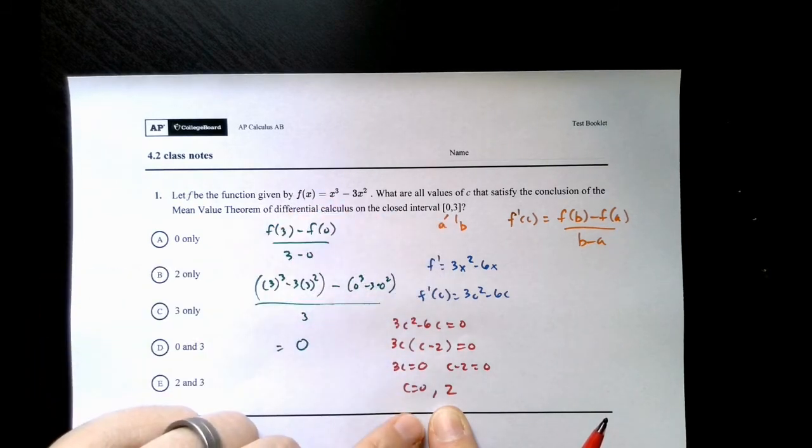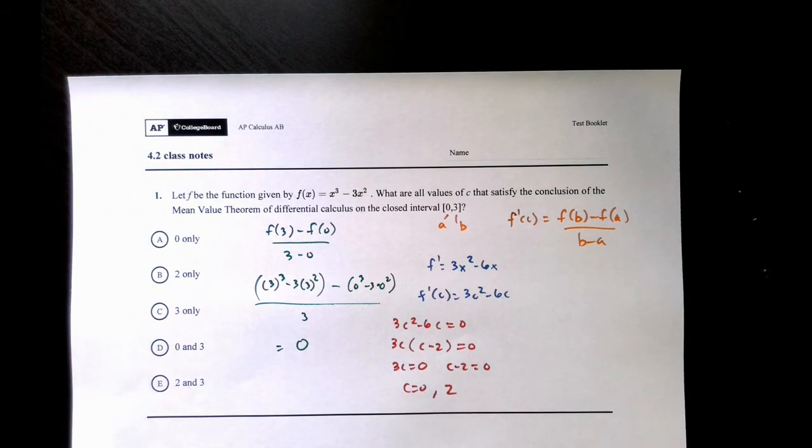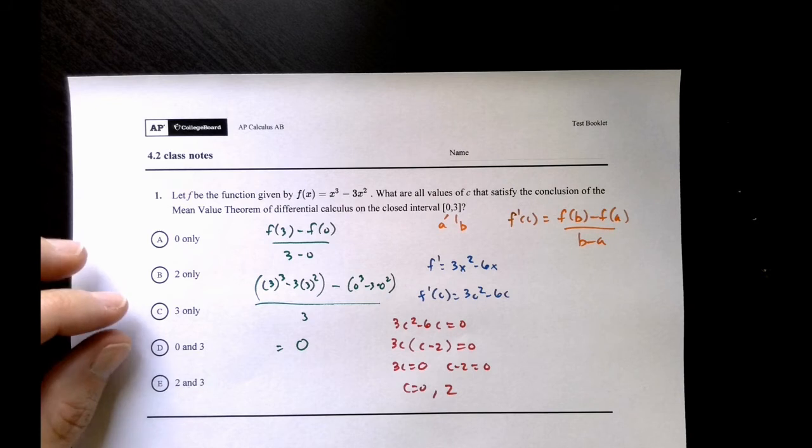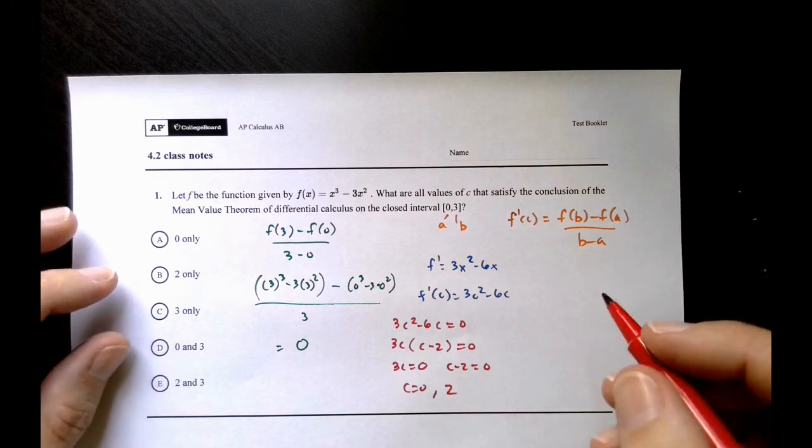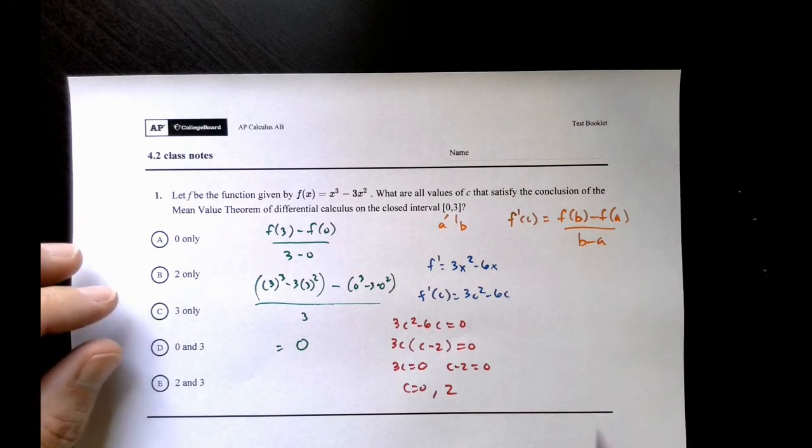Now here's the thing. According to the mean value theorem, if those conditions are met, which they are, there's a c value that exists in the open interval, and that will be a number that satisfies the mean value theorem.